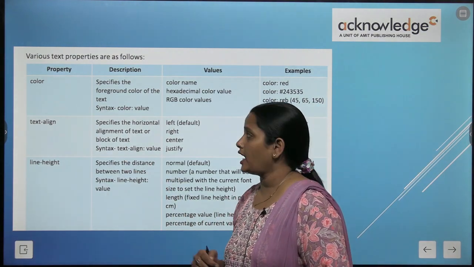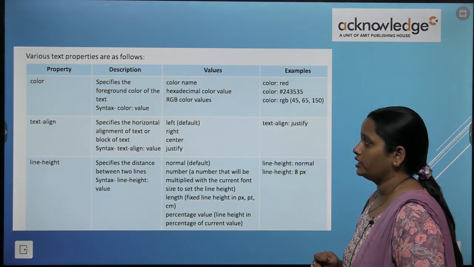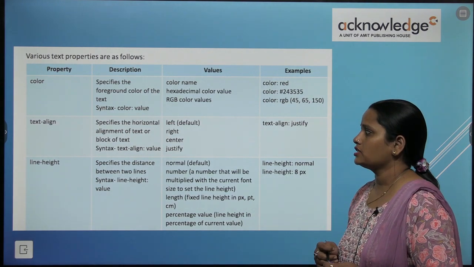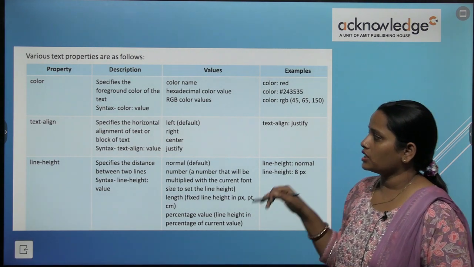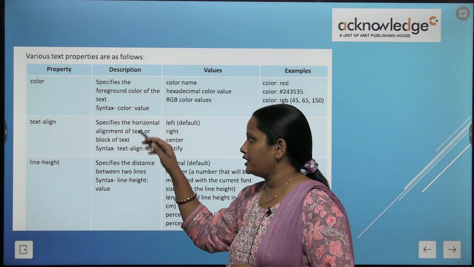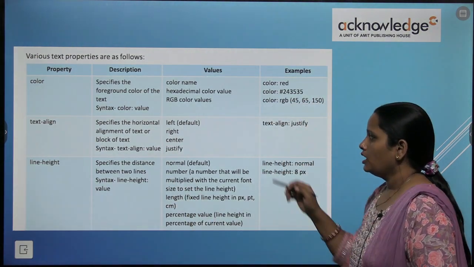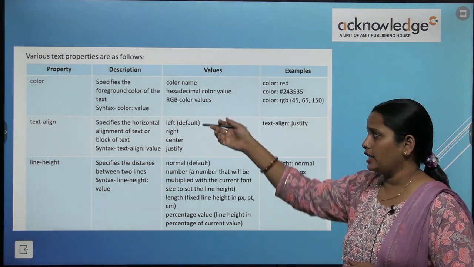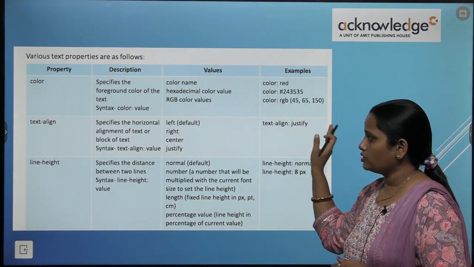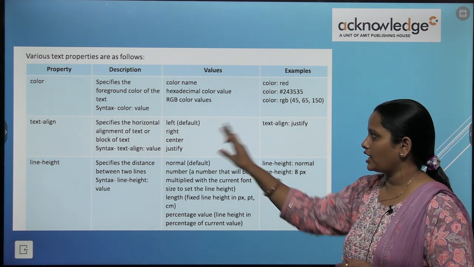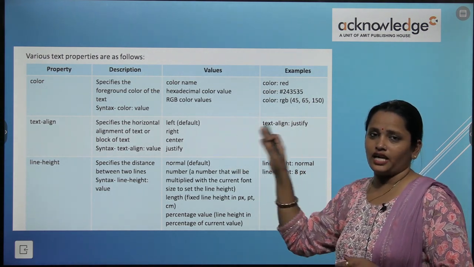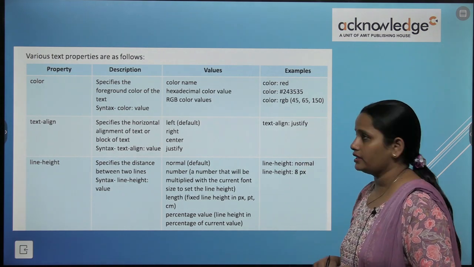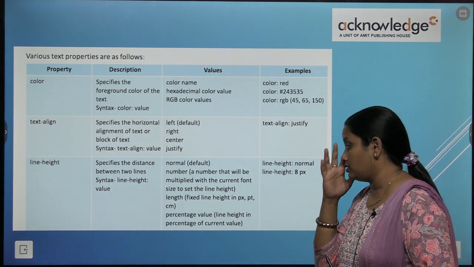Next is text align, which specifies the horizontal alignment of text or blocks of text. So by using this text alignment we can align the text horizontally, and the text can be aligned in the left, in the right, in the center, or it can be justified, which means it can spread evenly on the page. Text align justify is the example given here.